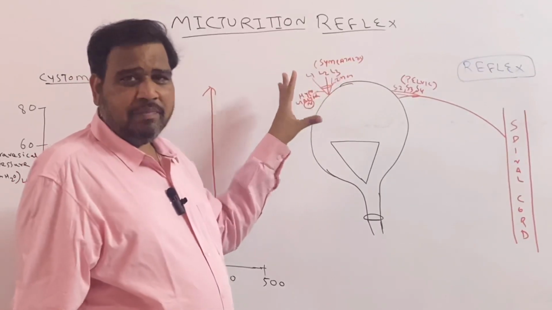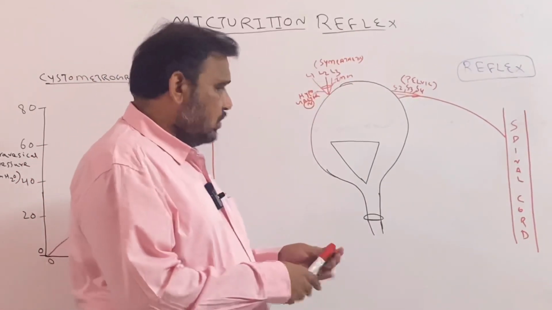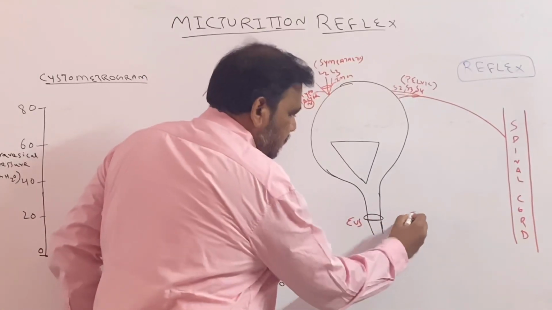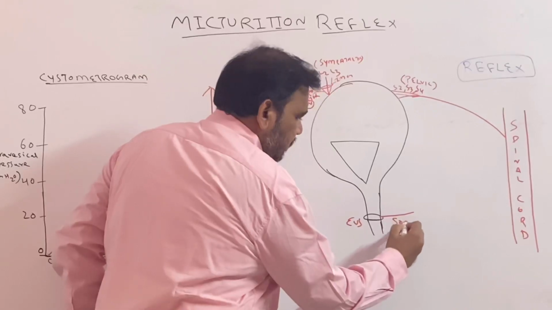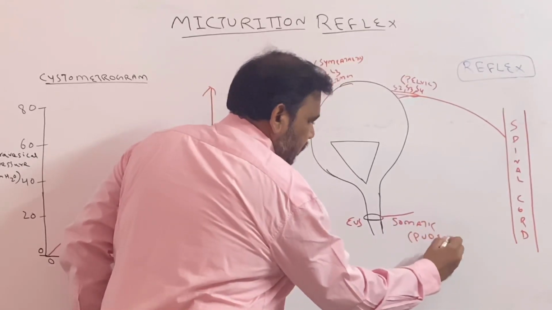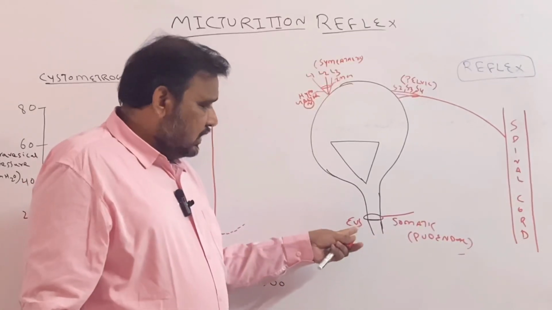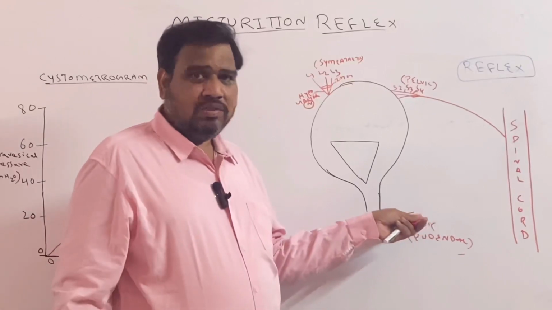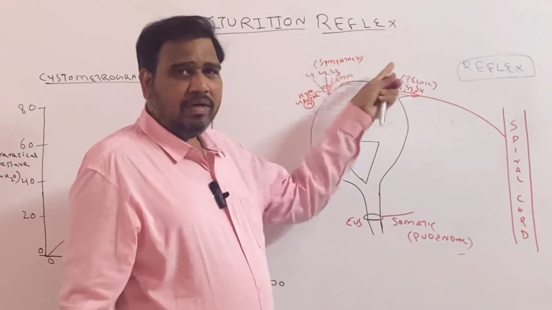So innervation is by sympathetic and parasympathetic, and you can also remember the external urethral sphincter, which is usually supplied by somatic nerves, the pudendal nerve. The external urethral sphincter is usually voluntary and is supplied by somatic nerves, so this is not autonomic. These two are autonomic.